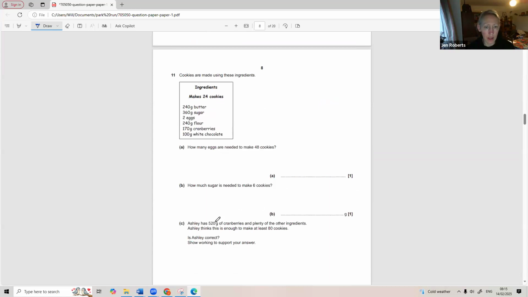Cookies are made using these ingredients. How many eggs are needed to make 48 cookies? So 48 cookies is double 24 cookies. We have 2 eggs here, so double that to get 4 eggs.